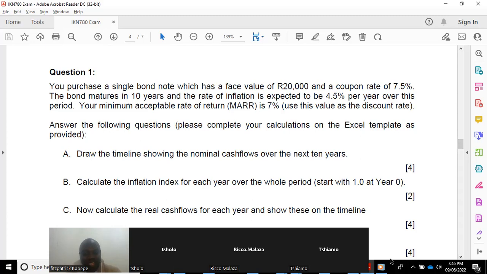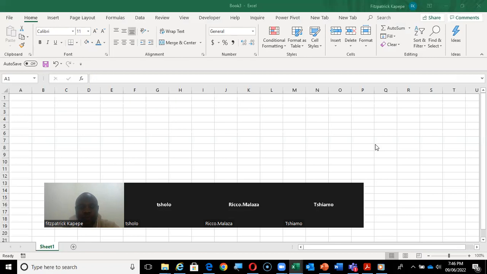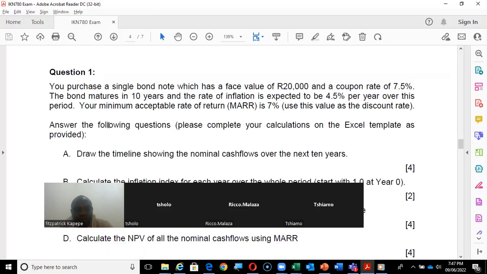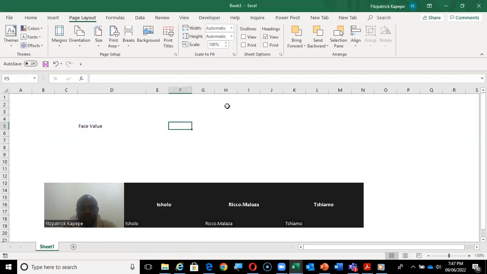Now that I've done a preamble, we can go to Excel and start computing these. So we can put the assumptions. The first value, 20 million.